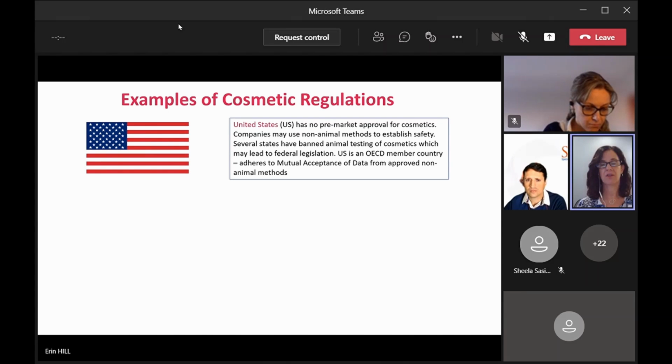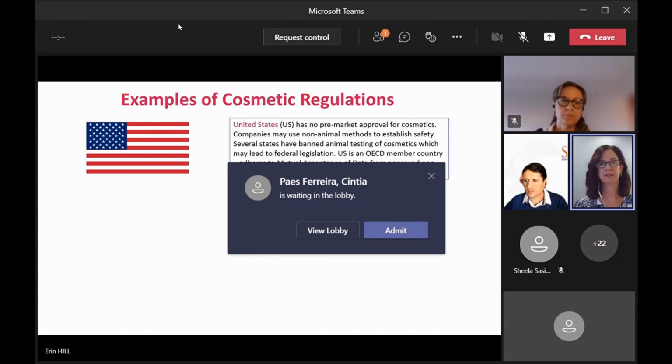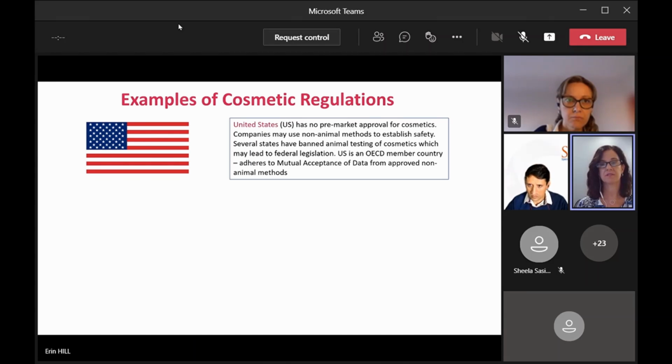However, if there's a problem, then the regulatory authorities can come in to that company and ask for proof of safety or efficacy. So the onus to manufacture a safe product remains solely with the manufacturer, and they can decide what types of methods they want to use to substantiate safety. And I would say that almost 100% of cosmetic companies in the United States use alternative methods for establishing the safety of their ingredients and final formulations.